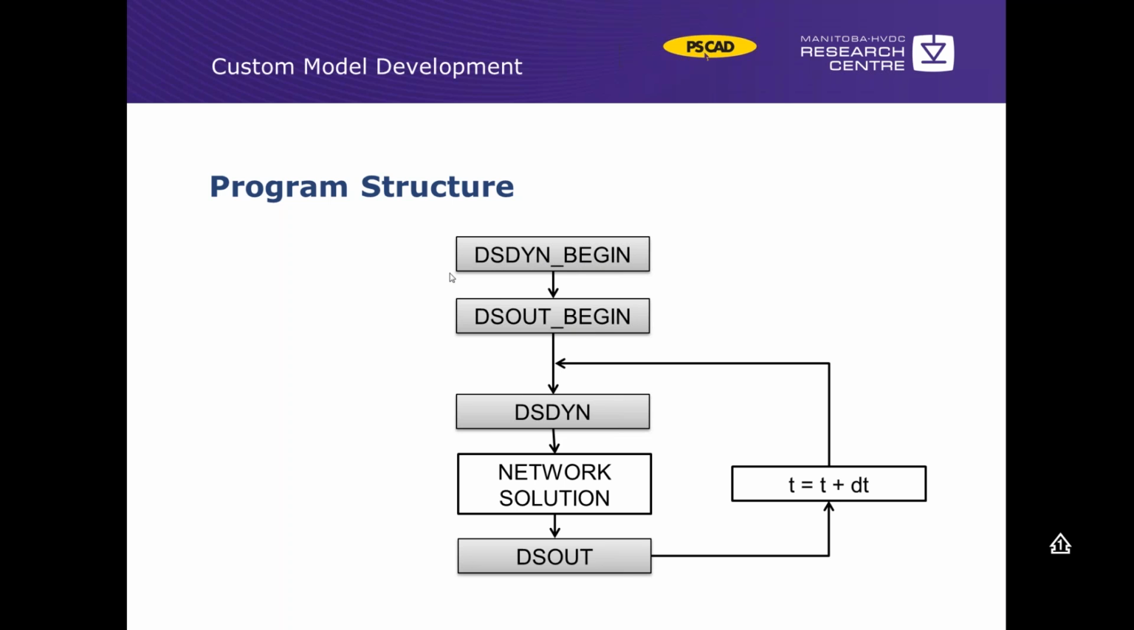The four shaded boxes, DSDYN begin, DSOUT begin, DSDYN and DSOUT, they basically represent four functions or subroutines in the program. The content of these subroutines are filled based on what components you put in the drawing canvas and how you connect it.